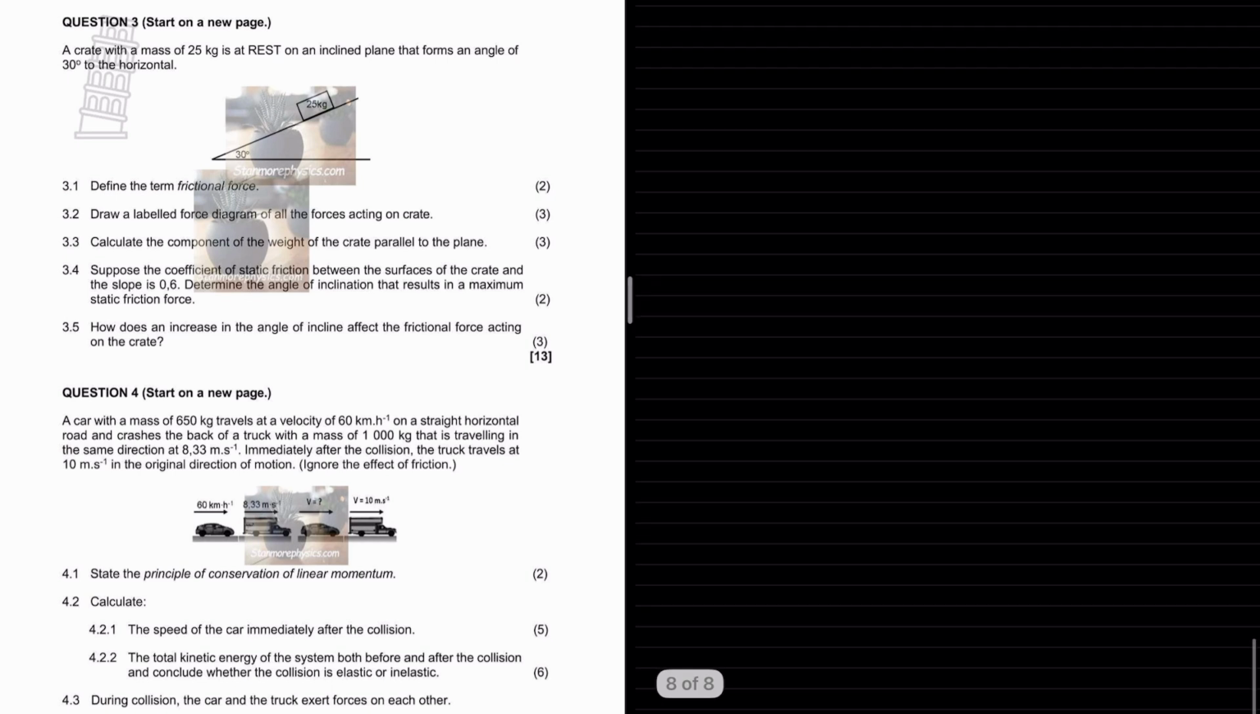Now let's take a look at question number 3. So question number 3 says, a crate with a mass of 25 kilograms is at rest on an inclined plane that forms an angle of 30 degrees to the horizontal. We leave out 3.1. Question 3.2, draw a labeled free body diagram of all the forces acting on the crate. We'll experience gravity, friction going up, and a normal force perpendicular.